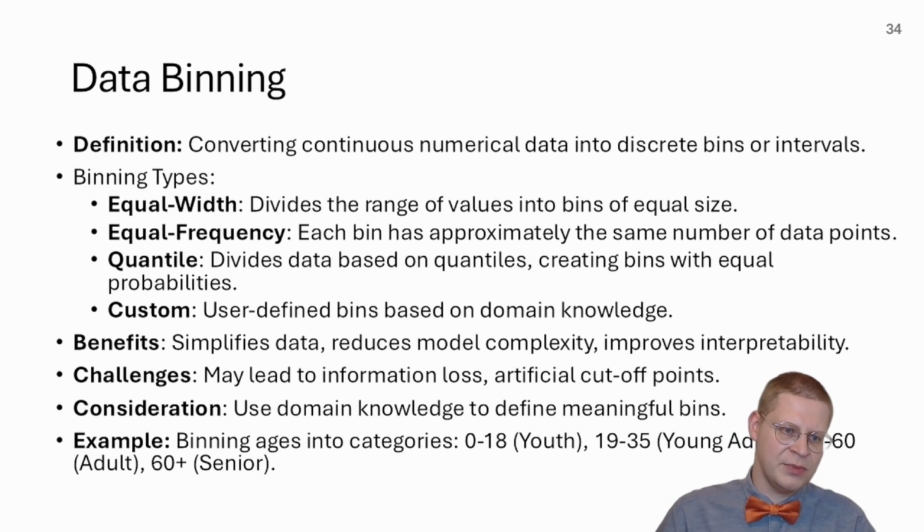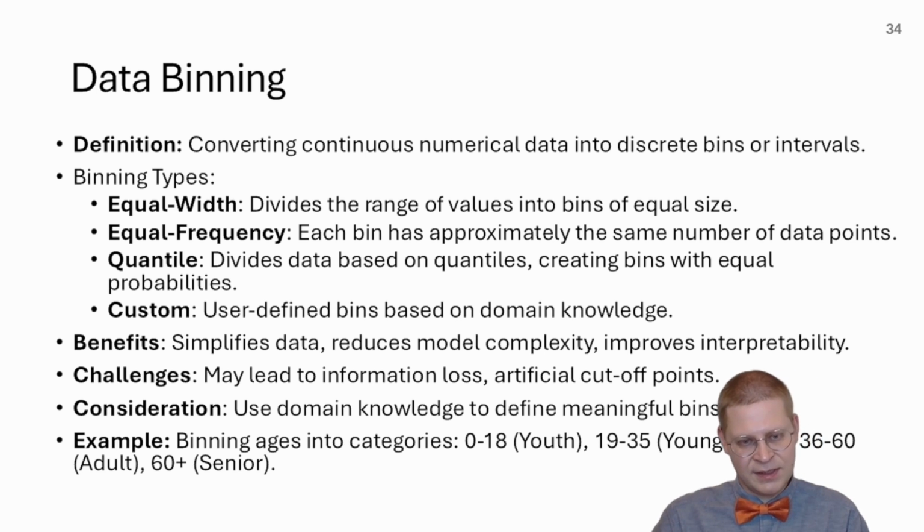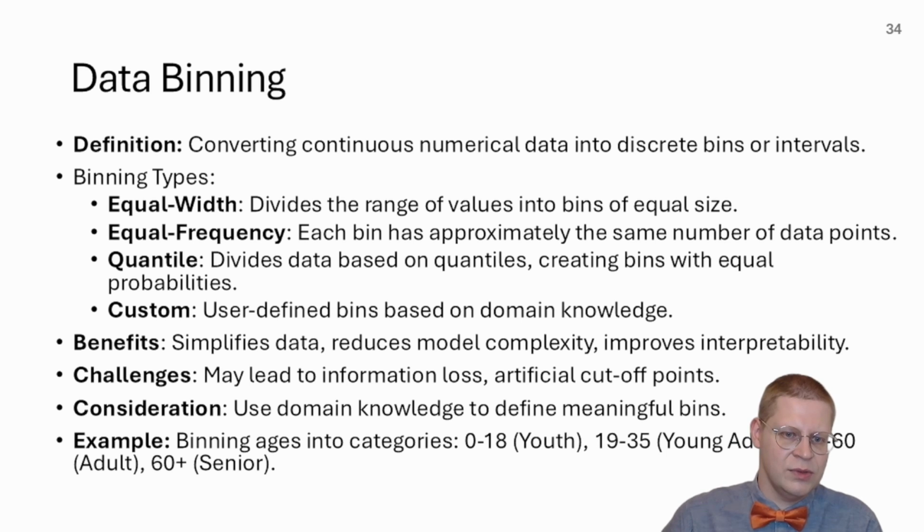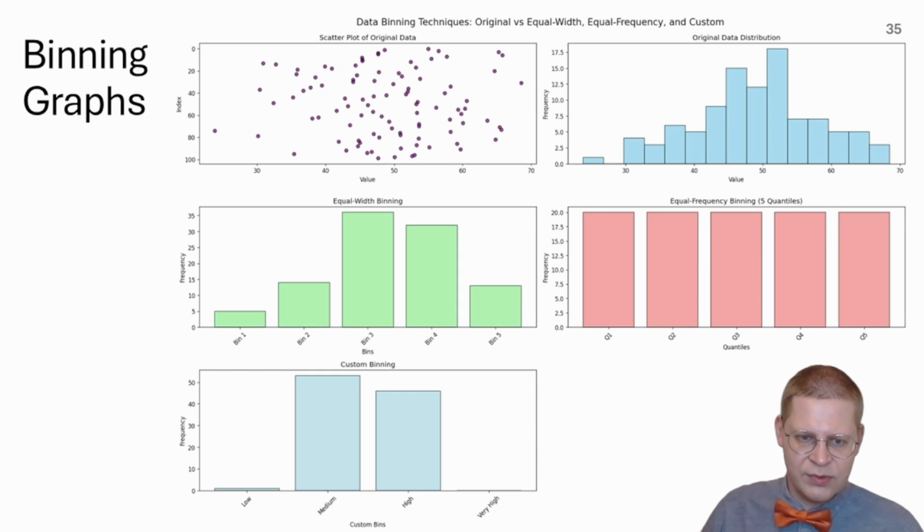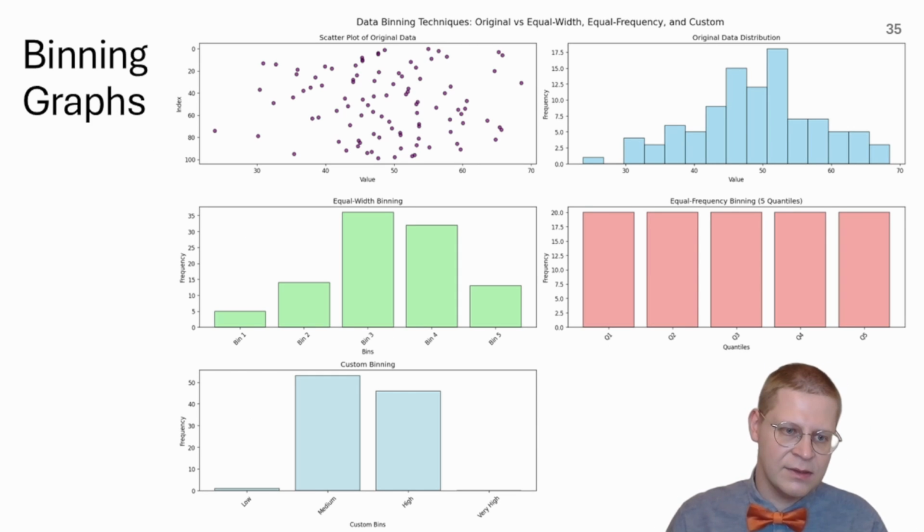Sometimes it can even bring interpretability. However, since it simplifies the data, it leads to information loss. Some artificial cutoff points, so you need to clearly understand why and when to use each binning type. This is why I highly recommend that you use domain knowledge to define the bins. For instance, like binning ages into categories of youth, young adult, and senior. Those are graphs that can help you visualize different binning techniques applied to the existing data set.